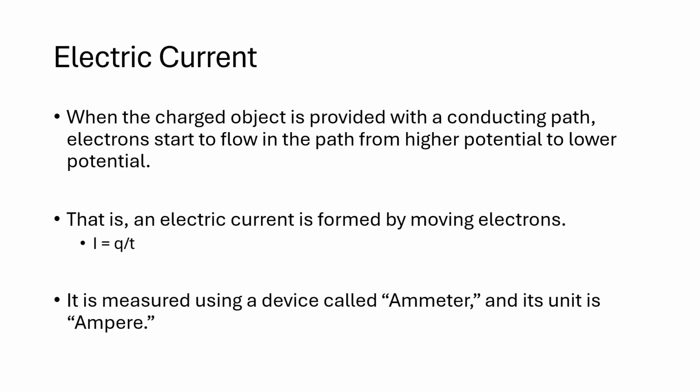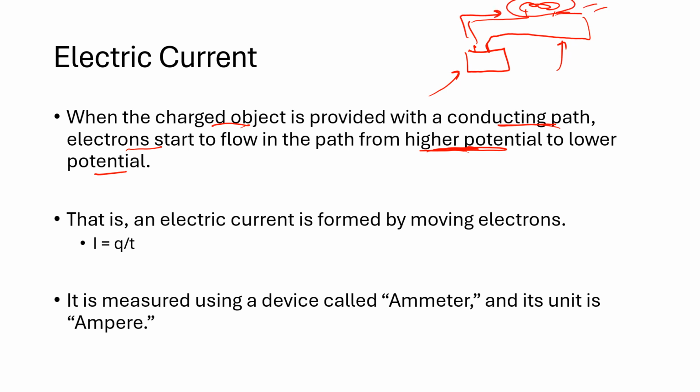So let's define the electric current rigorously. We say that when we have a charged object and we have a conductor, then the electrons will start to flow in this conducting path from a point with a higher potential to a point with a lower potential. So if we have a battery, the battery has two terminals. You connect the battery to an electric lamp. This wire is a conductor. The battery will provide a potential. So the current will go through the conductor, which is the wire. It will light up our light bulb.